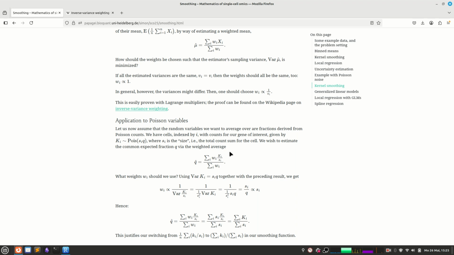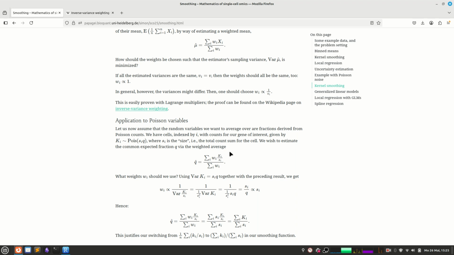And this is the reason why whenever you have multiple estimations of a fraction, and you want to take the mean of them, then you should use this formula by adding up.